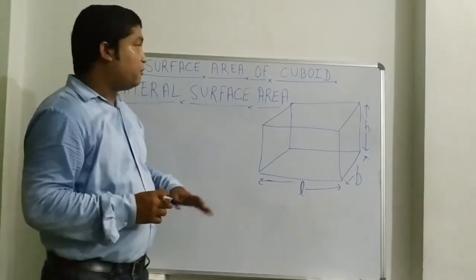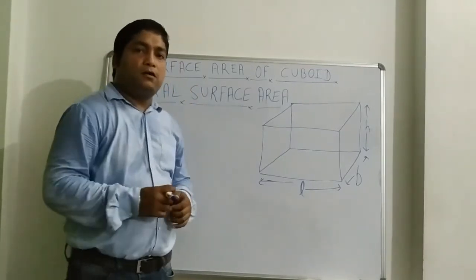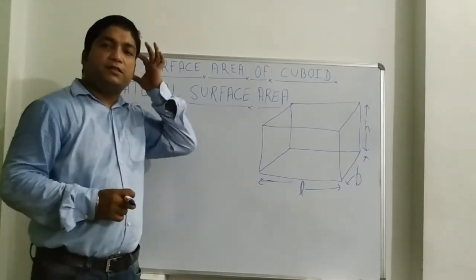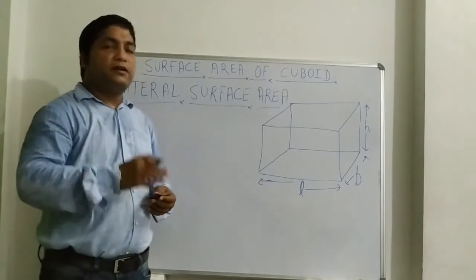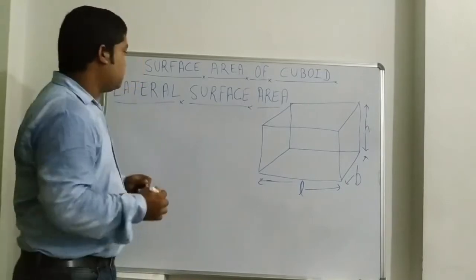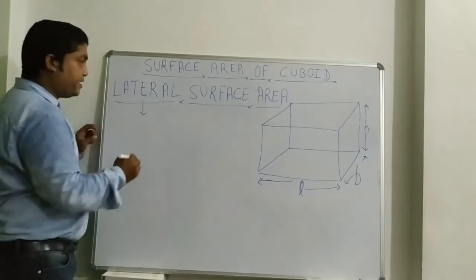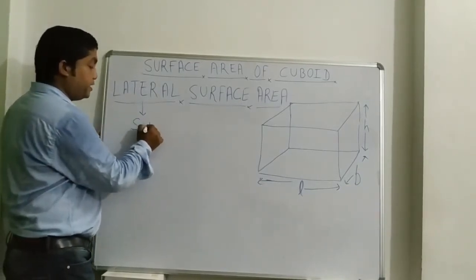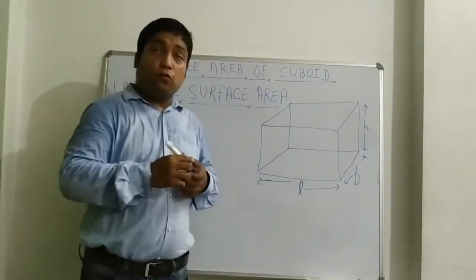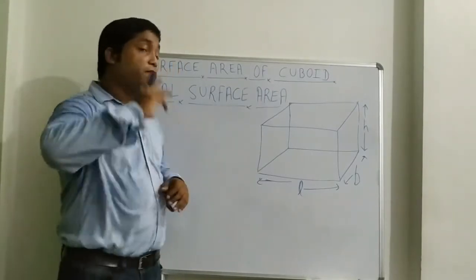After finding the total surface area of the cuboid, we have one more thing, that is lateral surface area. In our question, it is given to find the lateral surface area of different types of shapes. So first we have to understand the meaning of lateral. Lateral means side. What does it mean? Side means that when we remove the roof and base of a cuboid, then we have the lateral surface area.